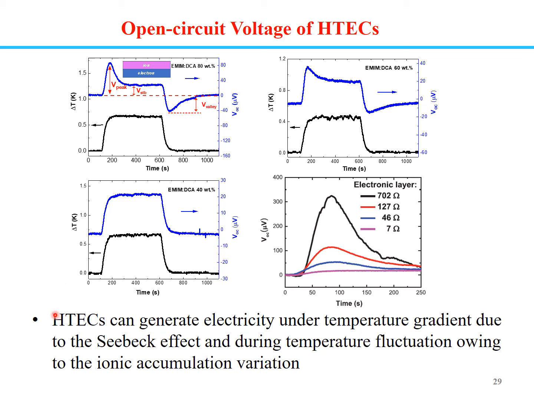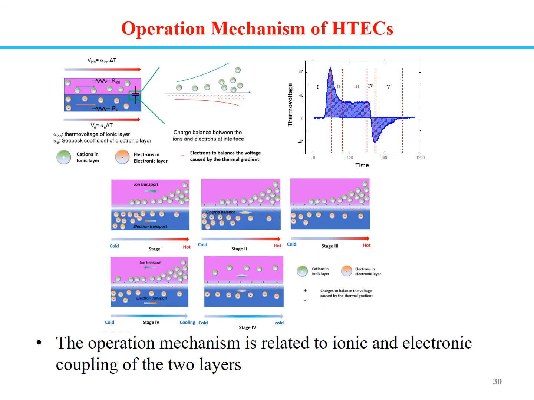So this HTEC can generate electricity under a stable temperature gradient. This is due to the Seebeck effect of the electronic layer, and during temperature fluctuation, owing to the ionic accumulation variation of the gel layer. We propose such an operation mechanism for HTEC. There are 5 stages. At each stage, the behavior is related to the ionic and electronic coupling of the two layers.